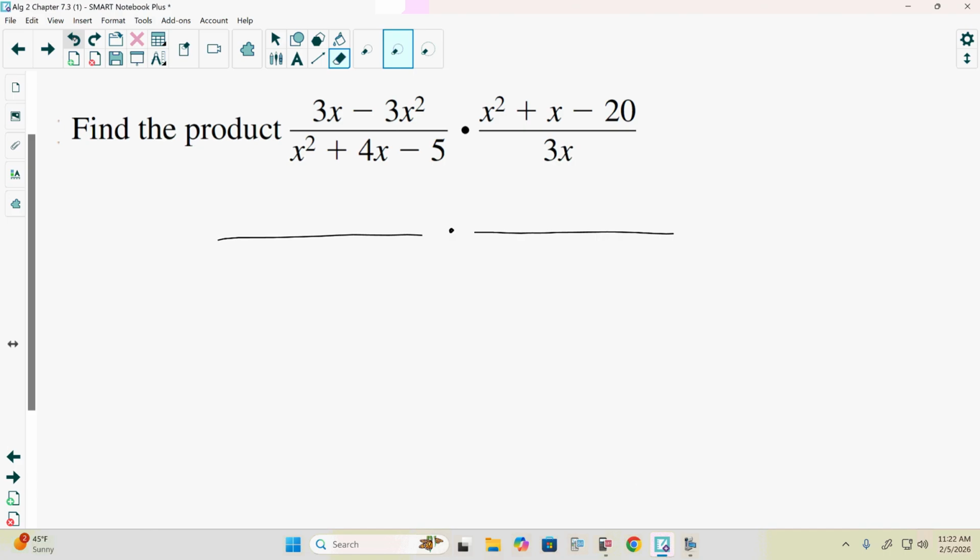So if we look at the tops and bottoms of these here, the 3x on the bottom of the second expression is, well, 3x. It is one term. No way we can factor it. It's just a single term. The other one I would look at is the 3x minus 3x squared. There is a greatest common factor between these two terms: 3 and x, yes?